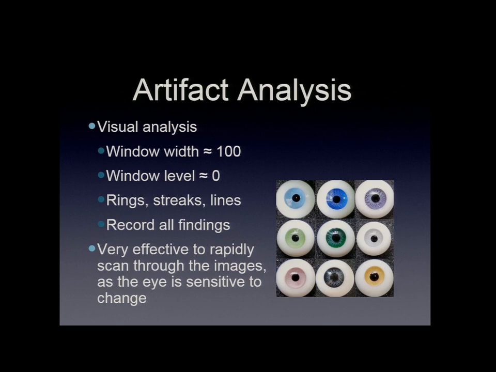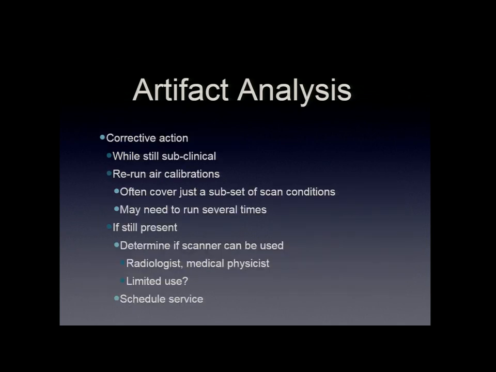Now you do this visually, so you want to make sure that the image is windowed and leveled so that you can see it properly. You want to look for rings or streaks or lines. If the technologist sees anything, they need to record what they saw on the QC form. Now, the eye is sensitive to changes, so like I said, when you rapidly go through that, they do jump out at you. It's really incredible how that happens. When you're used to seeing uniform, and then all of a sudden you'll see an artifact pop. Sometimes you've already passed it, but you'll come back and you'll notice it.